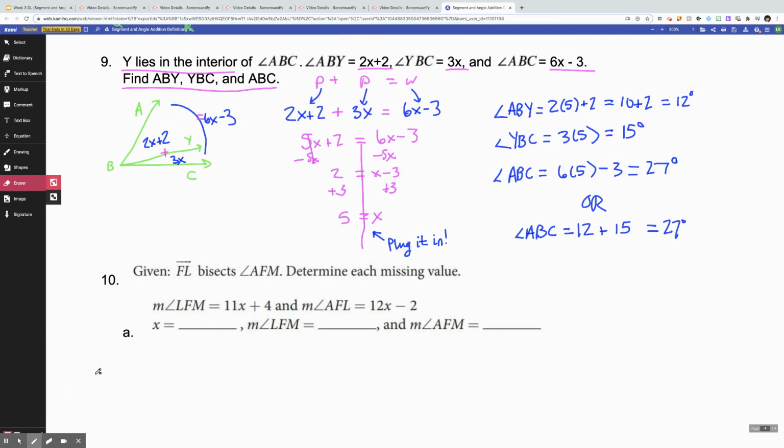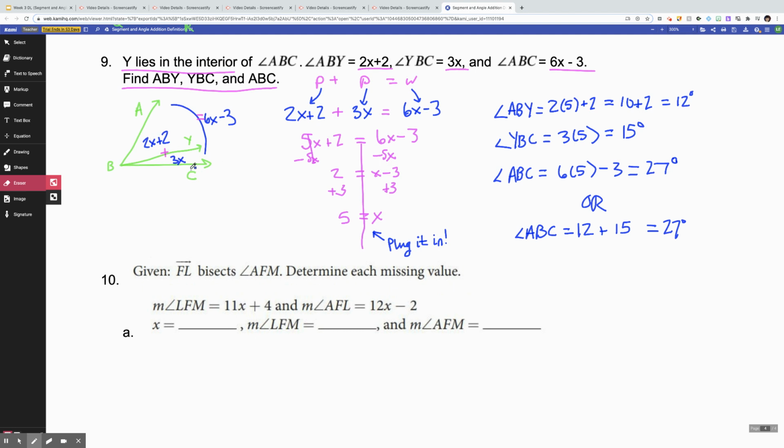All right, folks, so here's number 9 all worked out. Go ahead and check your answers against mine. So in my lovely drawing here, I have y in the interior of angle ABC. So ABC is my big angle, and then y is that point somewhere in the middle. They said ABY is 2x plus 2. So that's this right here. Okay, they said YBC is equal to 3x. So that's right here. And then the whole thing, ABC, is equal to 6x minus 3.